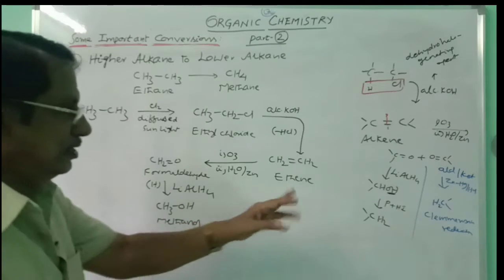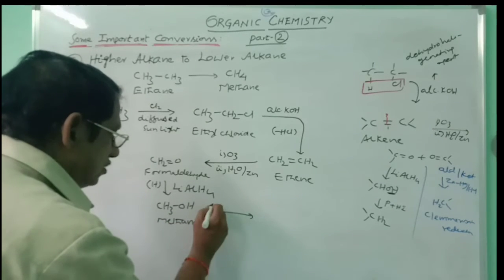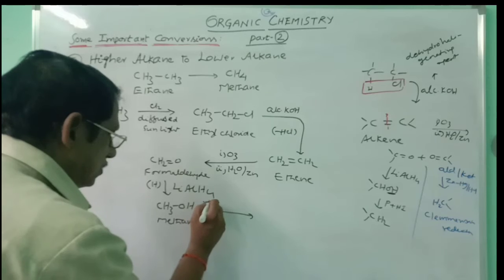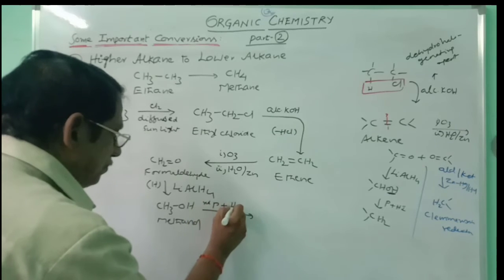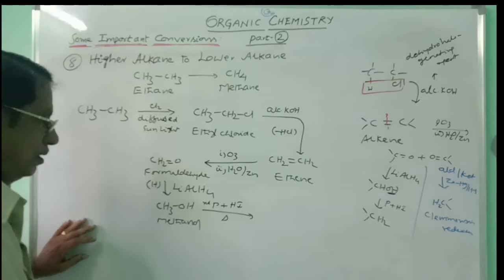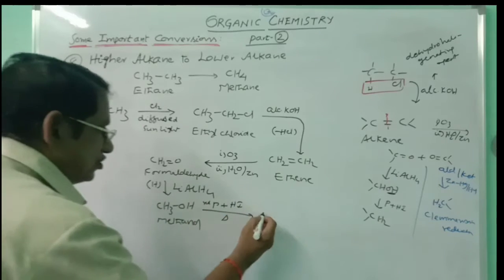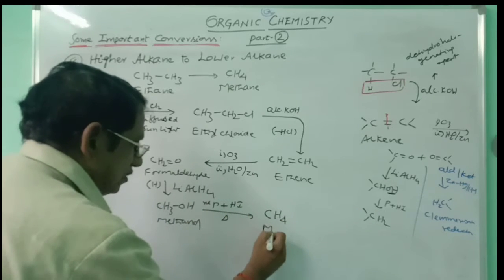OH is to be converted into H, thereby it is treated with red phosphorus plus HI. Thereby OH is replaced by H, it is converted into methane. This is the conversion.